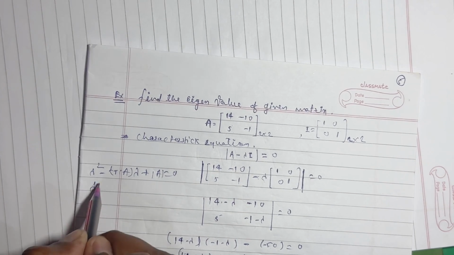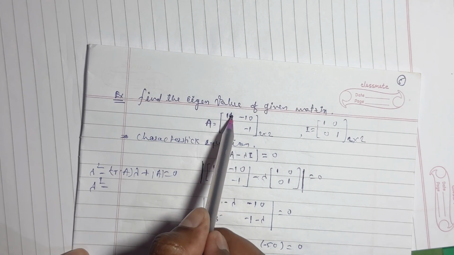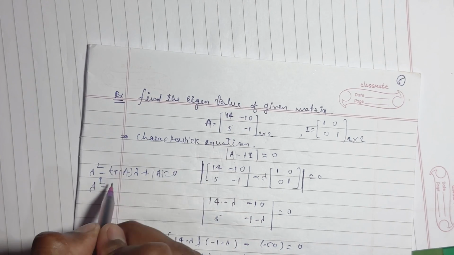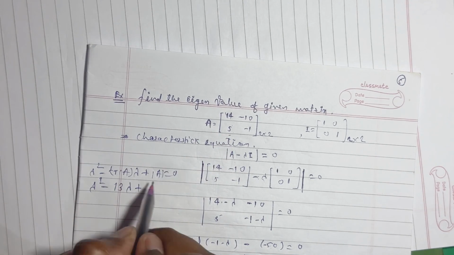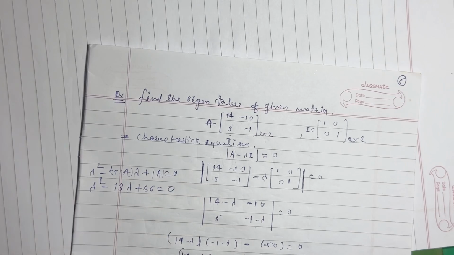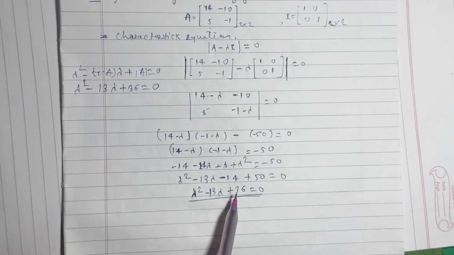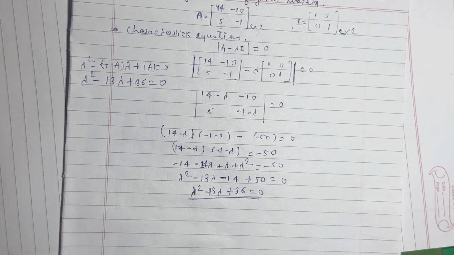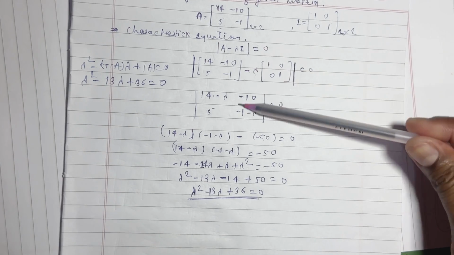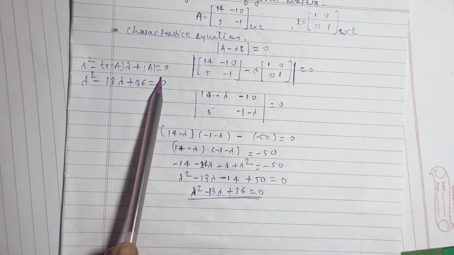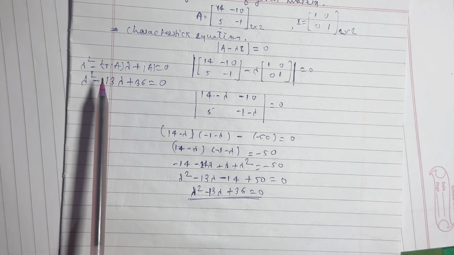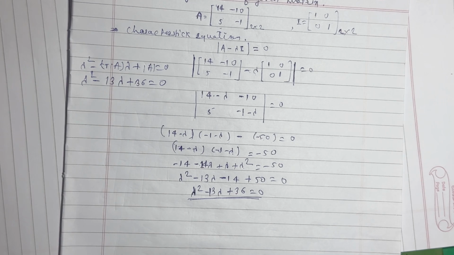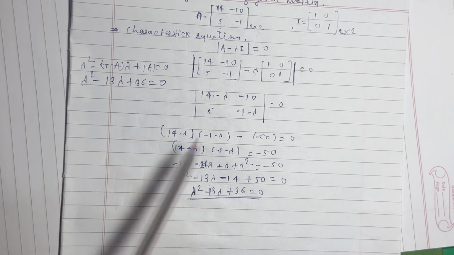So lambda square keep as it is, minus trace of A, 14 plus minus 1, that means it is 13 lambda, plus determinant of A. Once you find the determinant, you will get the 36, which is equal to 0. So you can see that this equation and this equation both are equal. Instead of going through this entire process, you can remember this characteristic equation and find the values directly. Later on you have to find the roots of this equation. It is very easy. I hope you all have understood these two alternative methods.